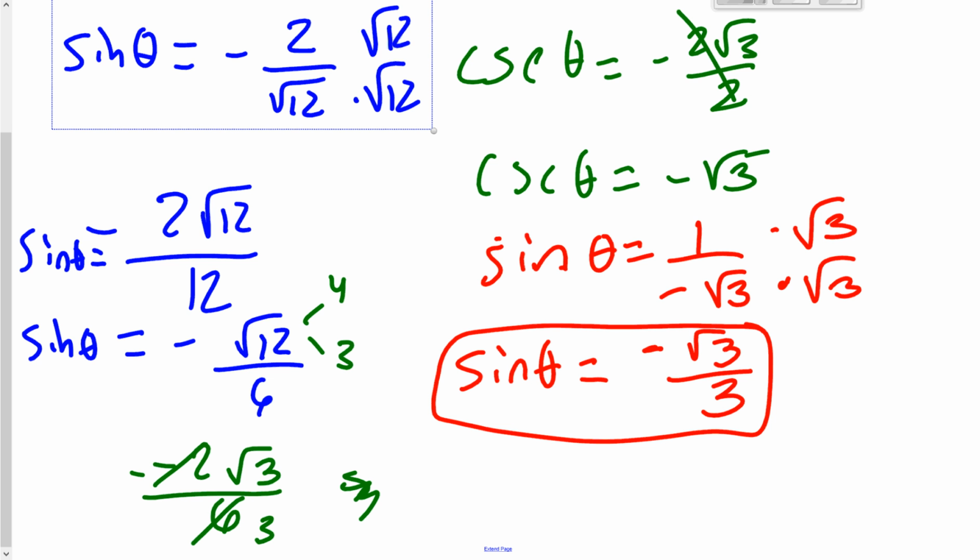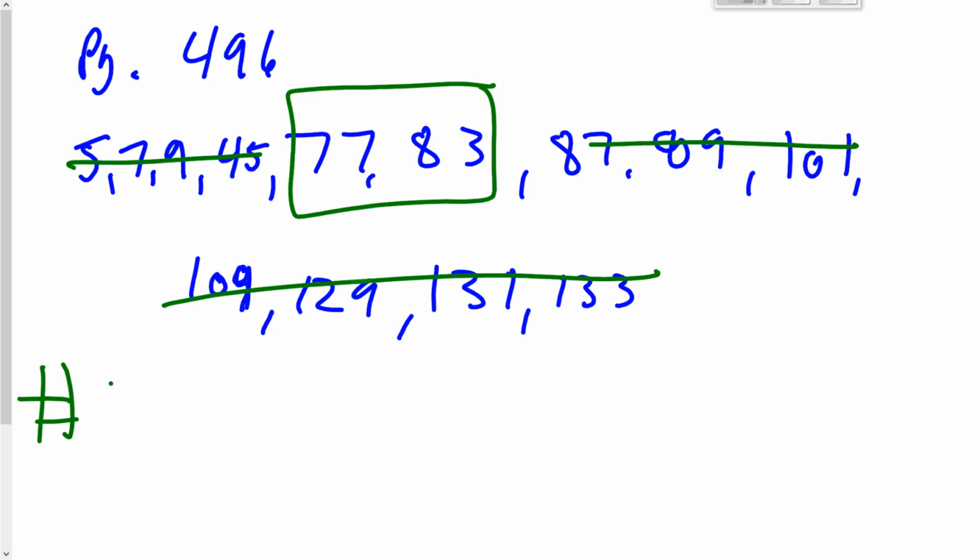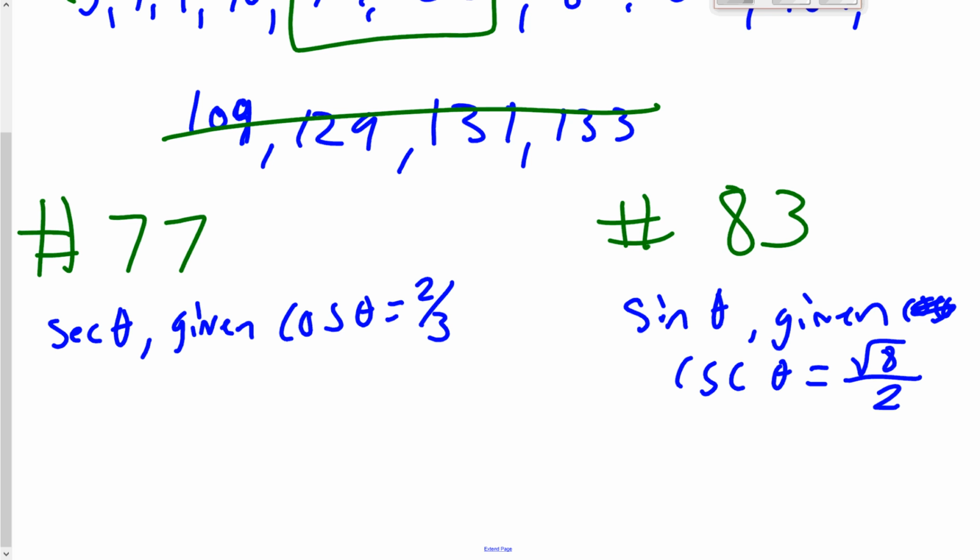Okay, let's go ahead and do the homework problems. We're just looking on page 496, just looking at number 77 and number 83. Okay, so here they are. Find secant of theta given cosine of theta equals 2/3. That one's pretty easy, right? Want to find sine of theta given cosecant of theta equals root 8 over 2. So you get to reduce that root 8 and then go ahead and flip your fractions.